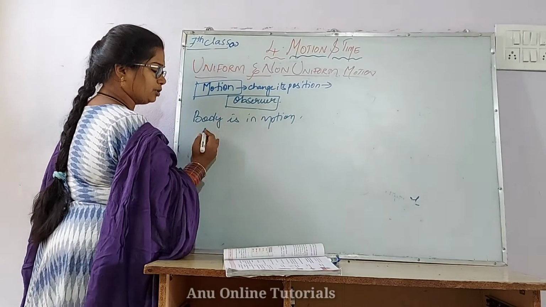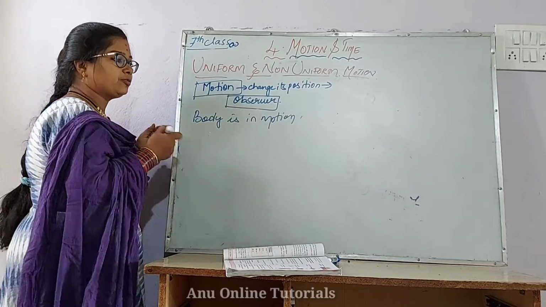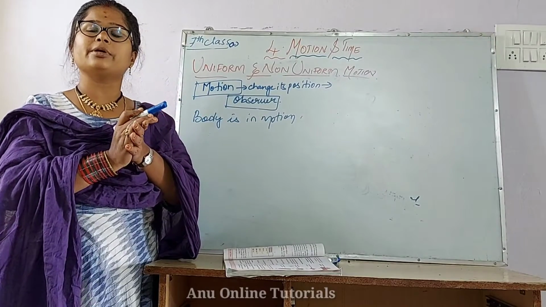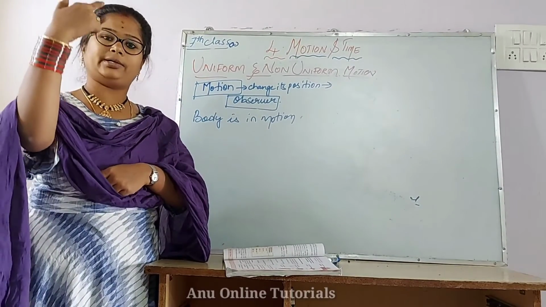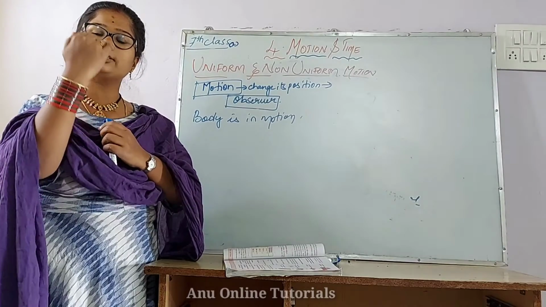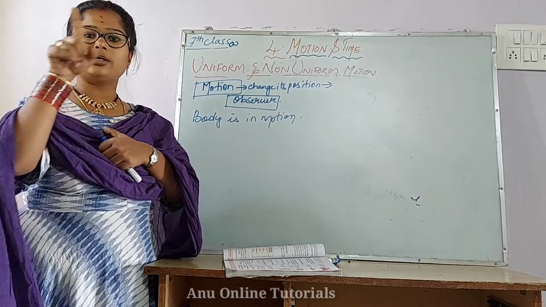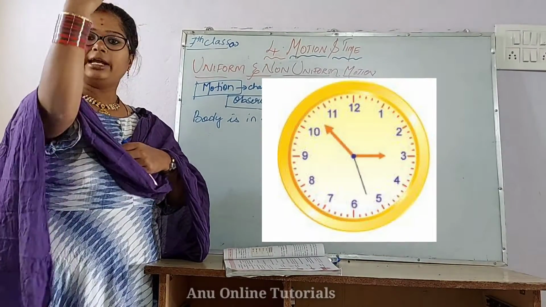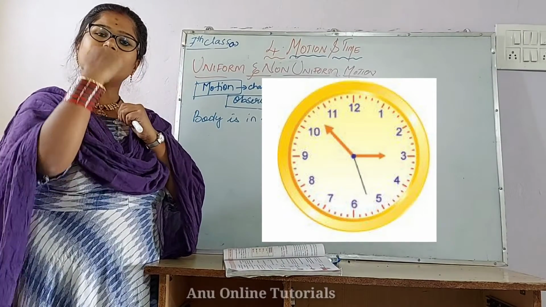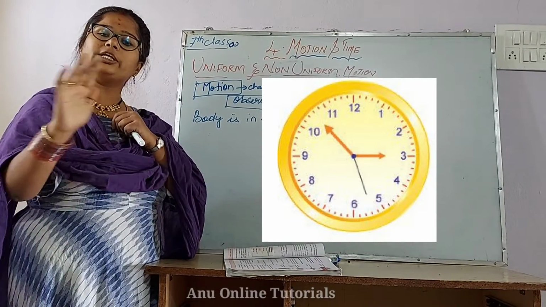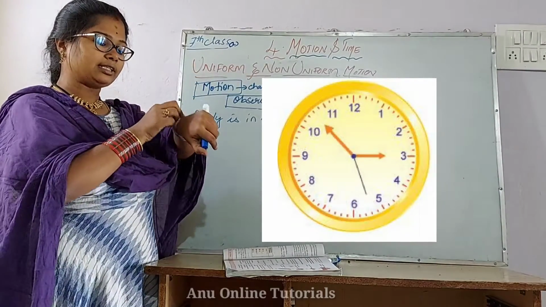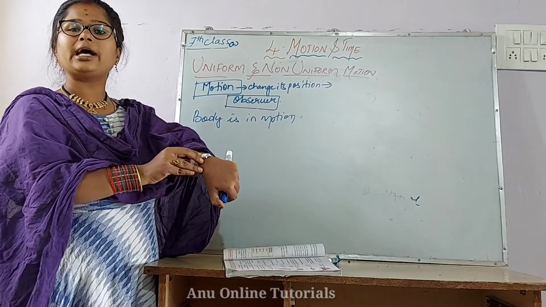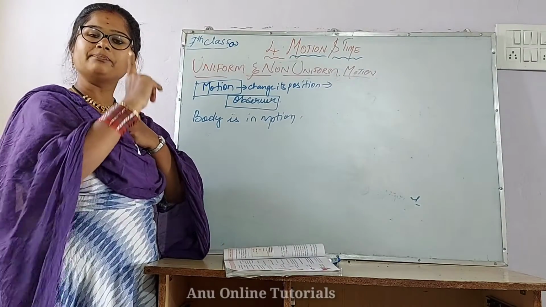So, here are some motions. We see different types of motions in our daily life. In some types of motions, with respect to time, an equal distance is traveled, like the hands in a clock. They move the same distance in a given time. There is no change in it. From 7 to 8, 8 to 9, the same distance. How can we know? By measuring the angle, we can know they are moving the same distance.